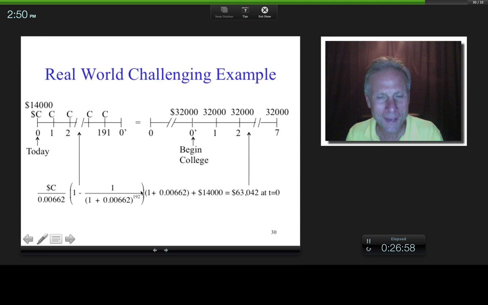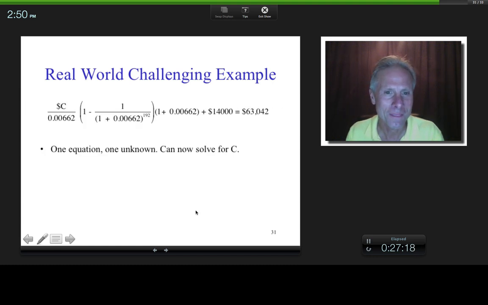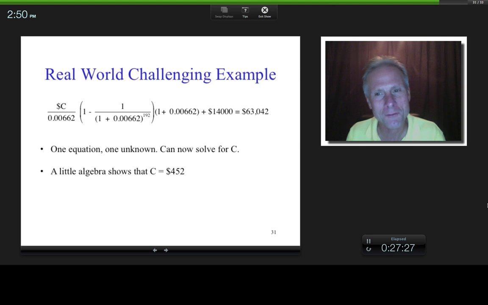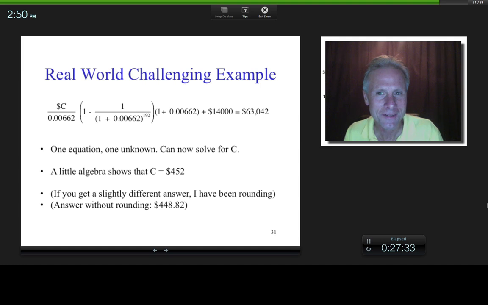So basically, if we put it all together, here's the 63,000 at time 0. All of this represents all of those guys, right? All the C's and the 14,000. And at this point, it's algebra, right? We have one equation, one unknown, and so we can solve for C. And if you did that using the numbers you see there, you'd get $452. But if you get a slightly different answer, it's because I've been rounding. And the answer without rounding is about $449.